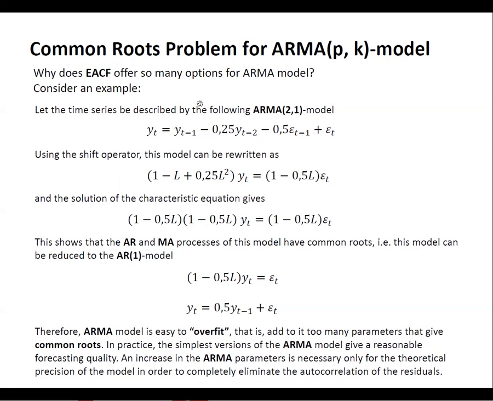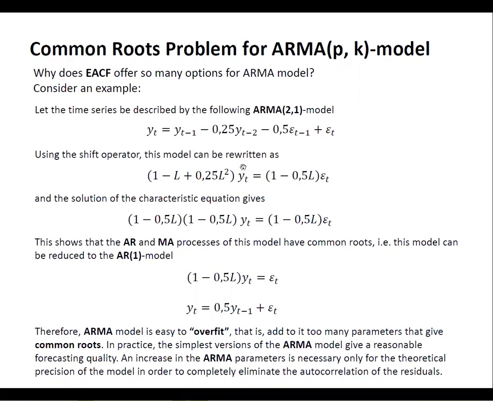Let's look at such an example. Let some time series be described by the following ARMA 2.1 model. Y current is Y previous multiplied by a factor of 1 plus minus 0.25 multiplied by Y(t minus 2) minus 0.5 multiplied by epsilon(t minus 1) plus epsilon t. This is our ARMA 2.1 model.